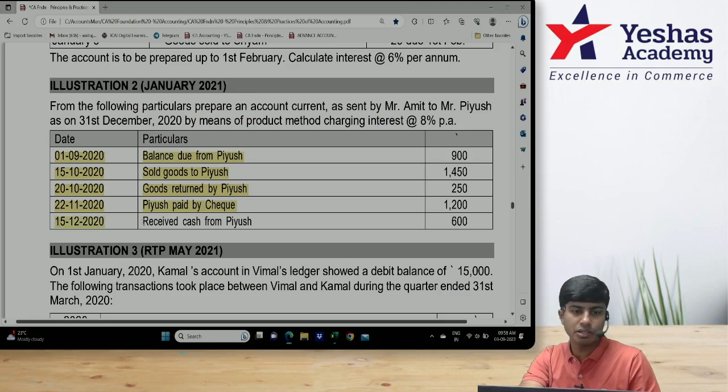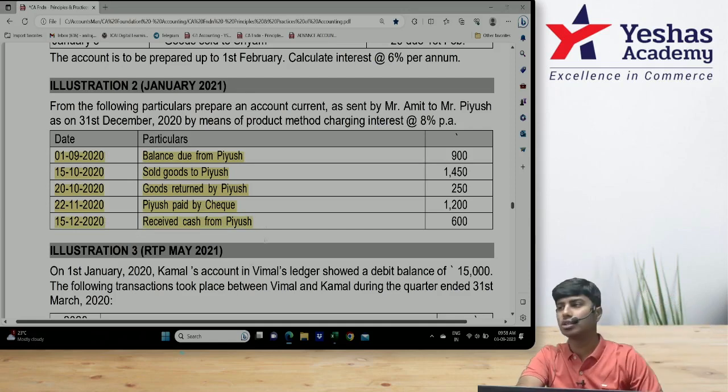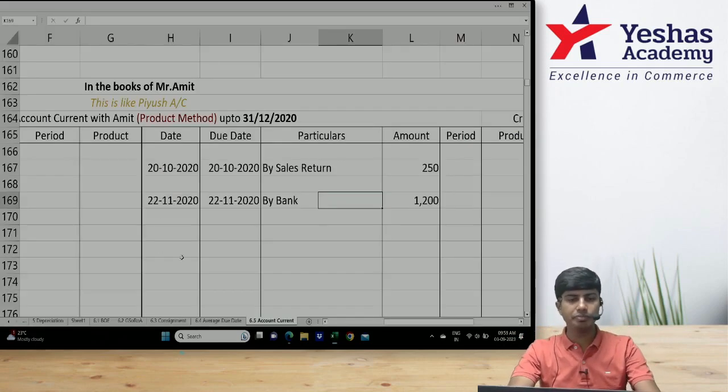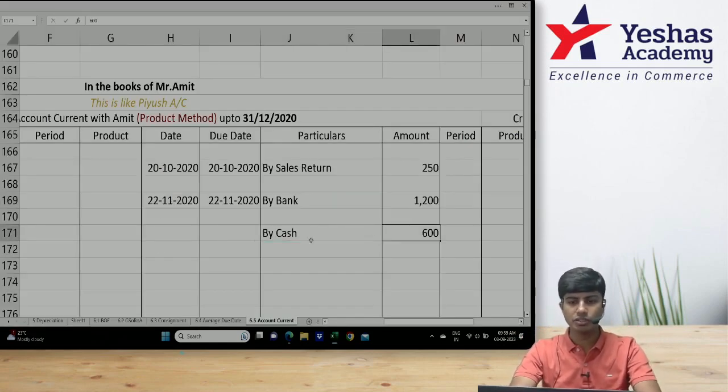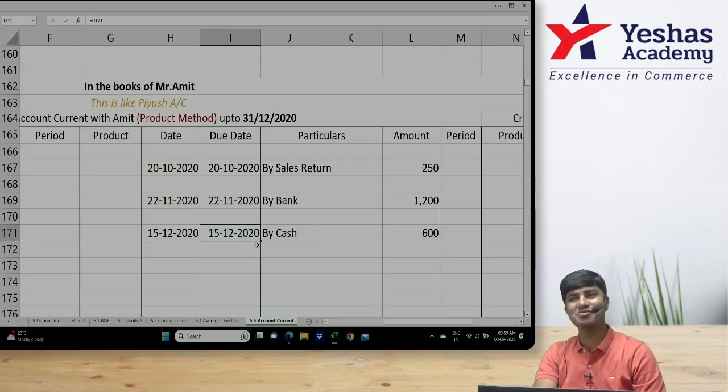Then the last transaction. 15th of December. Received cash from Piyush. What is the entry for received cash from Piyush? Cash account debit to Piyush. So in Piyush account, I should write by cash. How much? Date is 15th of December. Done. The entire problem with data is over. Now we should prepare the product and then find interest.